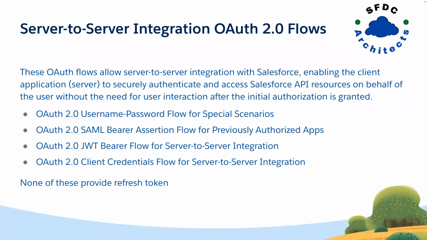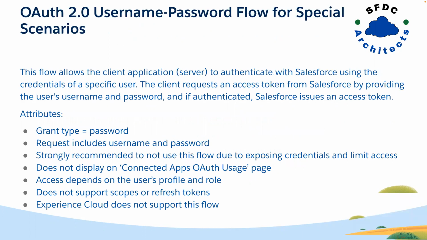And so the 4 flows are the username and password flow, the SAML bearer assertion flow, which I mentioned a little while ago, the JWT bearer flow, and the client credentials. And we'll look at them individually. And again, all these 4 are very similar in how they work. They just have little nuances between them.